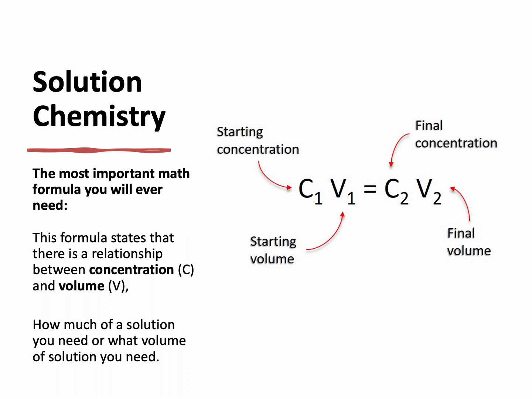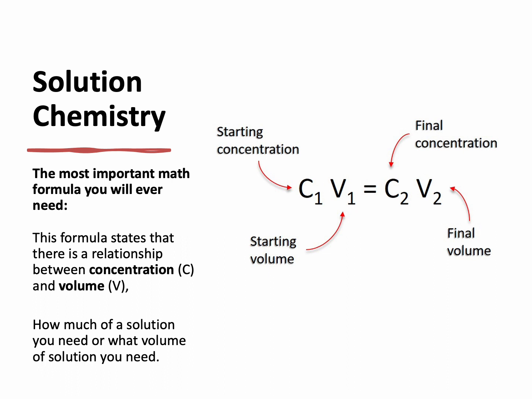C1V1 equals C2V2. Usually what happens is you're given a concentration at the start and you need to produce a new concentration, or you're given a volume at the start and you need to produce a new volume. This is the relationship between them that allows you to figure out the ratio. If you have three of the four, C1, V1, C2, or V2, you can calculate the missing one based on this equation. So it tells you how much solution you need.